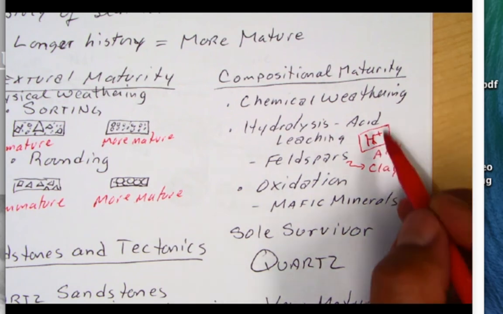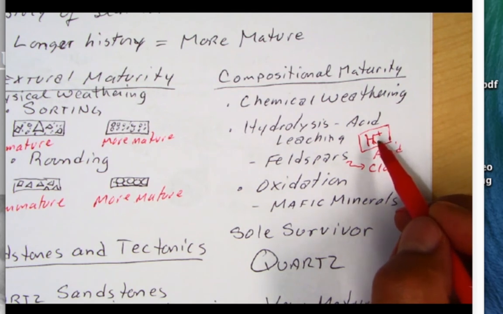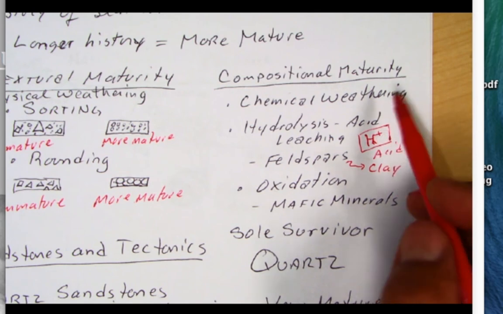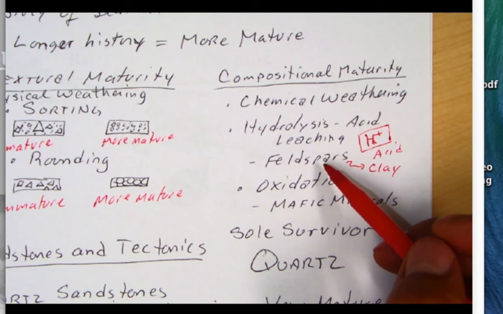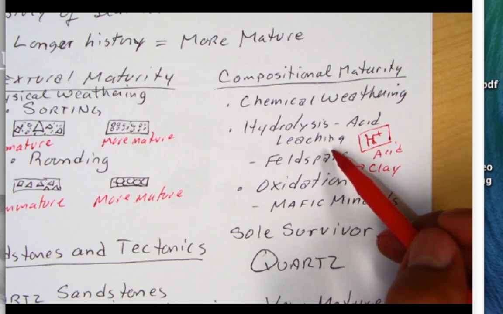So if your sediment still has feldspar, then it's not that mature. It's relatively immature because of the presence of feldspars. If your sample does not have feldspars, then it depends if it has any of these other minerals. It may be mature because it takes time to get rid of these feldspars by acid leaching.